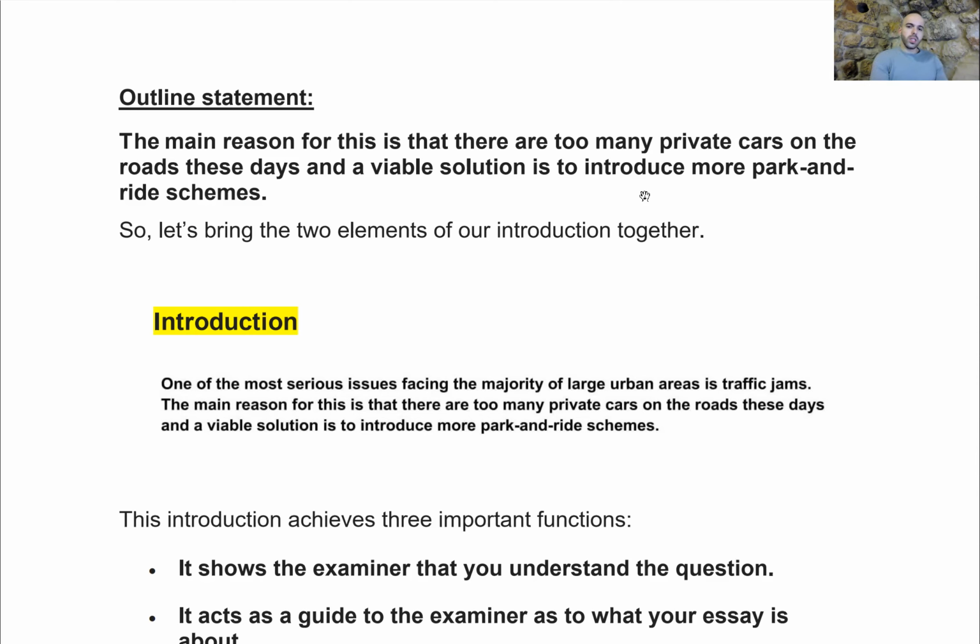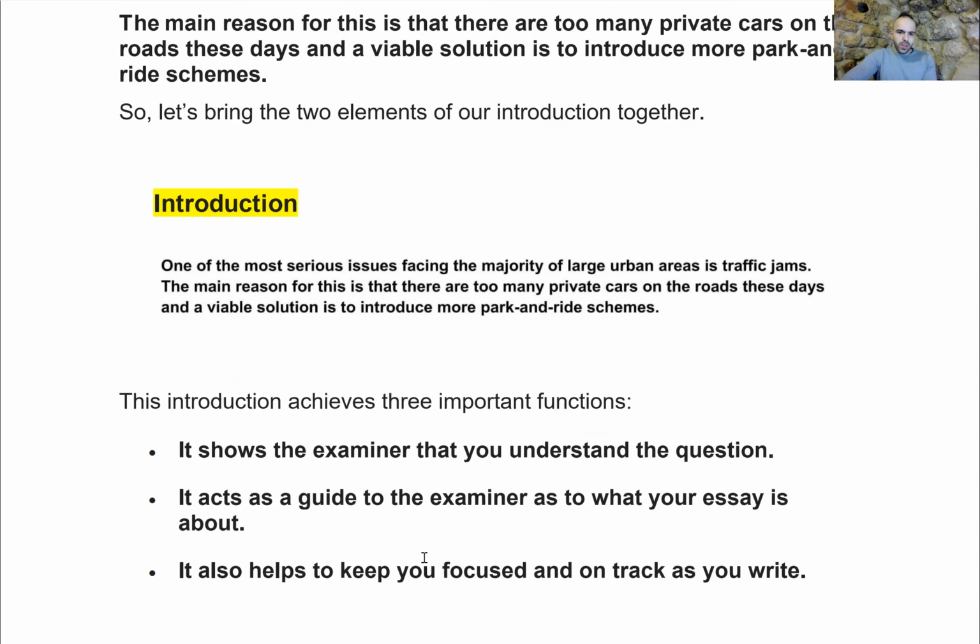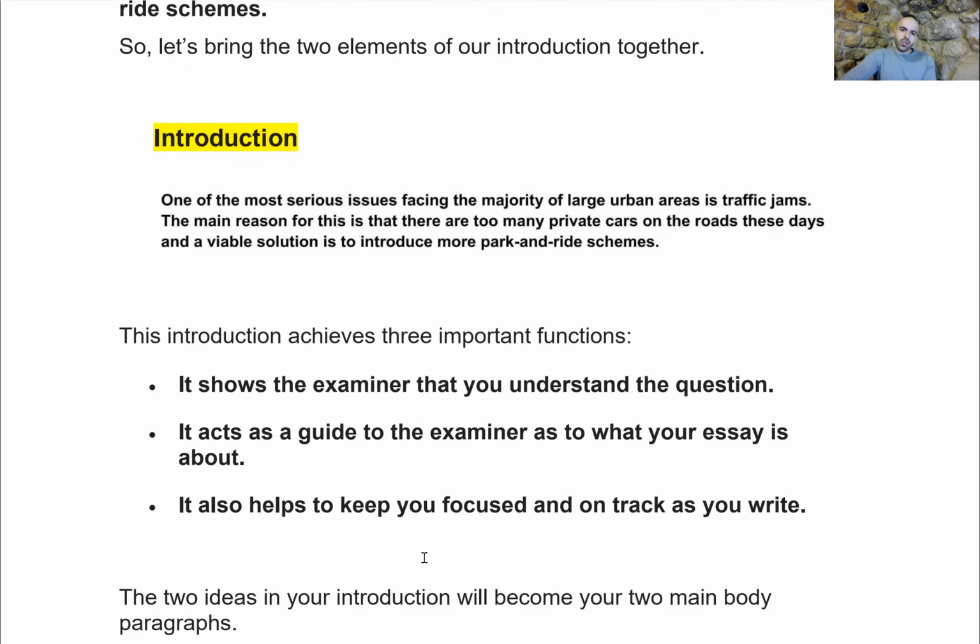So now let's read the whole paragraph. One of the most serious issues facing the majority of large urban areas is traffic jams. The main reason for this is that there are too many private cars on the roads these days, and a viable solution is to introduce more park and ride schemes. So this introduction achieves three important functions. It shows the examiner that you understand the question. It acts as a guide to the examiner as to what your essay is about, and it also helps to keep you focused and on track as you write.